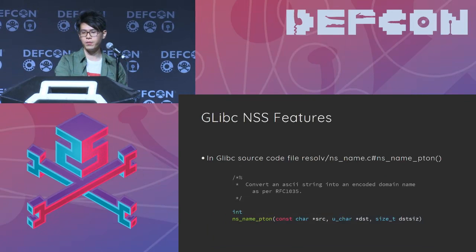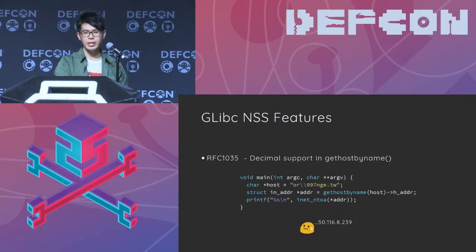The next section is about the features in Linux glibc. First, this is a weird feature in the NSS function gethostbyname. By looking at the source of glibc, there is a comment here: convert an ASCII string into an encoded domain name as per RFC 1035. But what is RFC 1035? RFC 1035 describes the details of the domain system and the protocol.